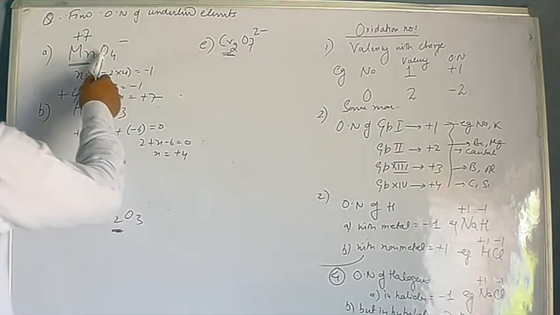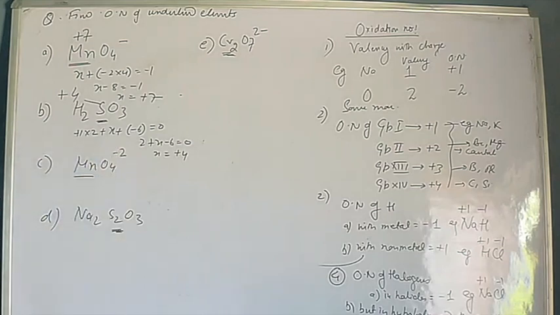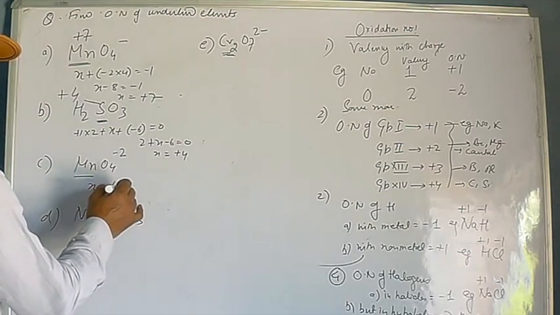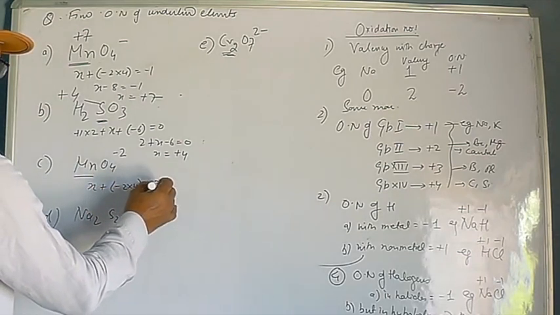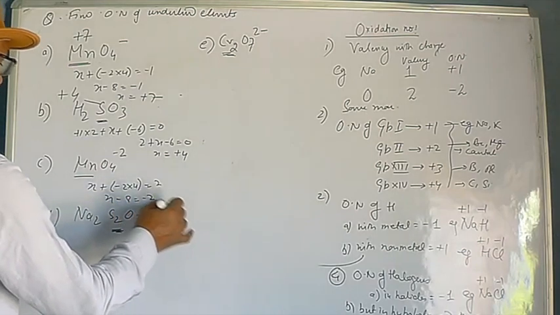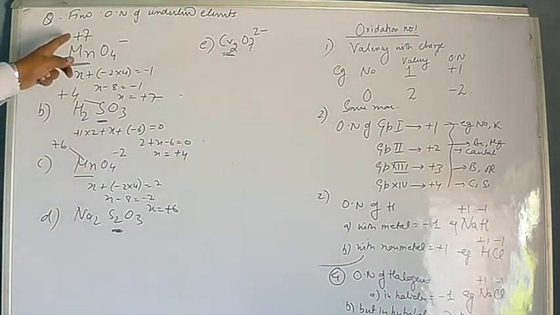Next, this is called permanganate ion, MnO4 with 1 negative charge, and if you have 2 charges on it, it is called simply manganate ion. So class, let us find the oxidation number of Mn in manganate ion. X plus minus 2 into 4 equal to minus 2, X minus 8 equal to minus 2, X equal to plus 6. So you see, class, Mn is sitting here at plus 6. Mn is a transition metal, here showing plus 7, here showing plus 6.